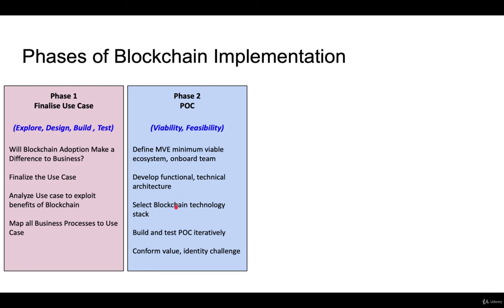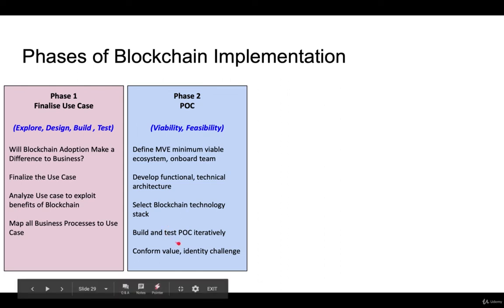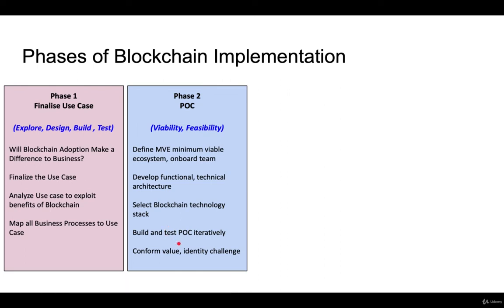Then we'll select the blockchain technology stack. So which platform, even who would be the nodes? Yeah, correct. Who will be the peers? How many peers will be there, and so on. And after that, once we decide all this ecosystem together, then we will build and test the POC iteratively. Add a few more features and again test it to see that it is working properly.